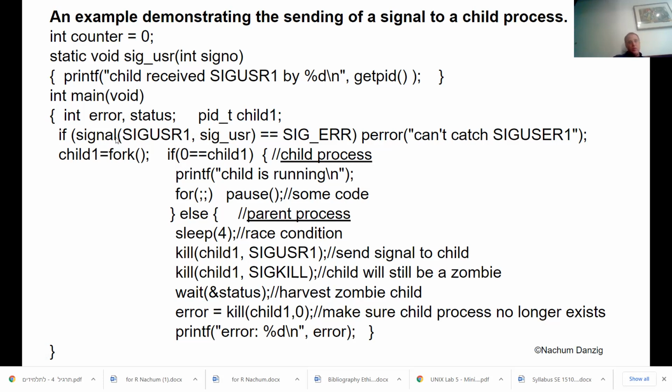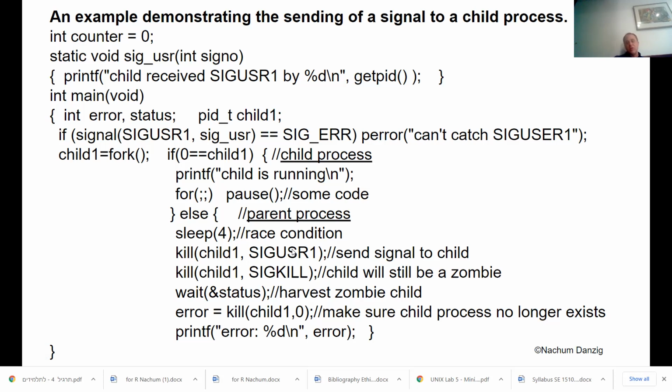And then I do a fork. I make a child. And then I say, if 0 equals child1, that means I'm the child process. Then I print child is running, and I wait for a signal. Parent process waits 4 seconds, which is a terrible way of programming. It creates a race condition because presumably after 4 seconds, the child has finished running. But theoretically, it's a bad way to solve a race condition. Now I send to child1 SIGUSR1, and then I send to child1 SIGKILL, which just kills him.